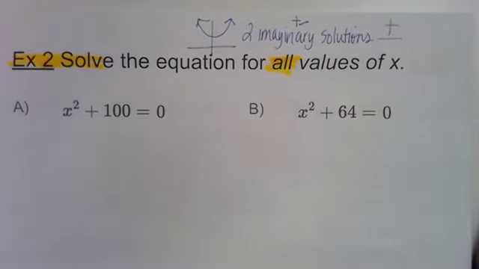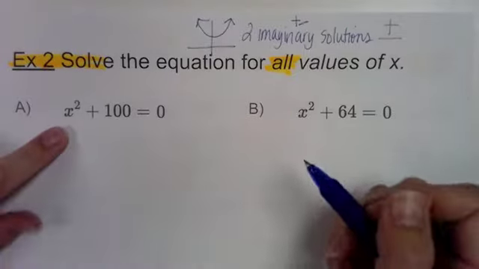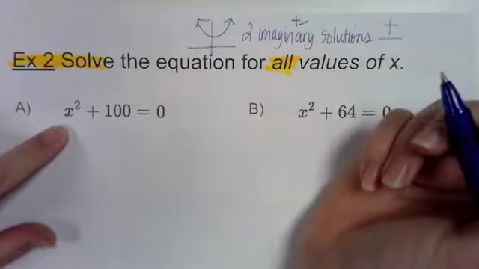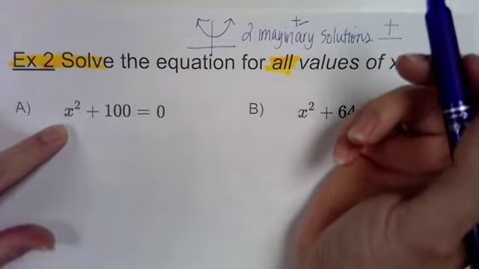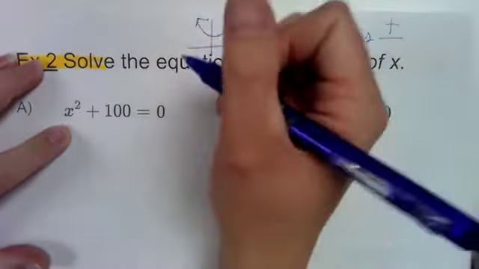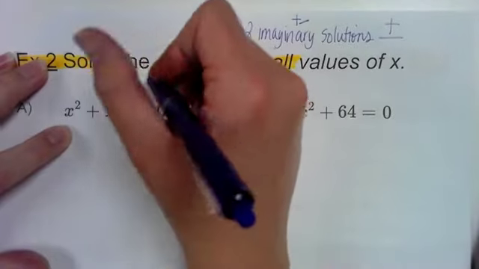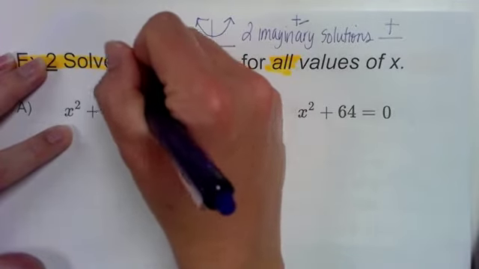So all of our answers for these imaginary solutions are always going to have this plus or minus thing in front. We're going to solve these using what's called the square root method. And to solve using the square root method, which we're going to get way more familiar with later, the first thing we want to do is isolate.